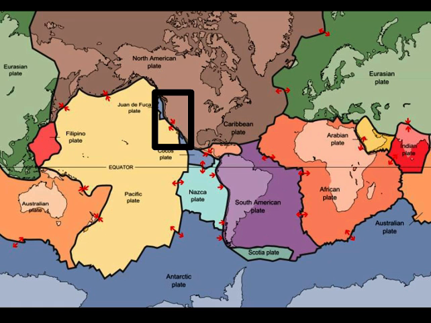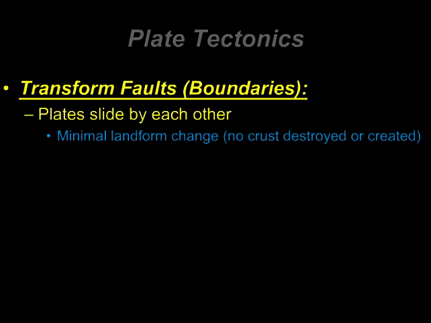Instead, it's more like a highway in which you're driving on one side of the road, the person going the other direction's on the other side of the road, and so you're going in opposite directions. So key to understanding a transform boundary, it's not collision and it's not separation. Now for some key terms and definitions of transform faults. First off, like I mentioned, they slide right by each other.